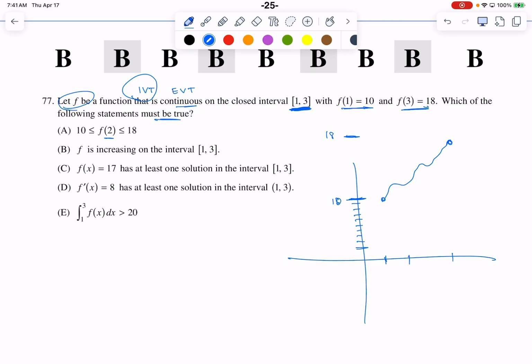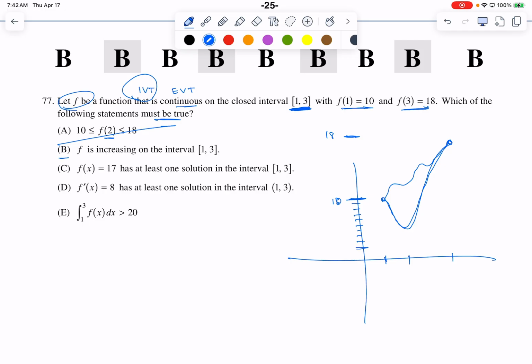Does it mean that f of 2 has to be between f of 10 and 18? Maybe. Is it possible that it went down at 2 and then went up? Yeah. So A is not true. I don't know for sure if f of 2 is between 10 and 18. It could be. I am going to take on every value between 10 and 18, but I don't know if f of 2 is going to be between 10 and 18 because it could have dropped down first and then went up. Okay, and then they didn't tell you anything about increasing or decreasing.